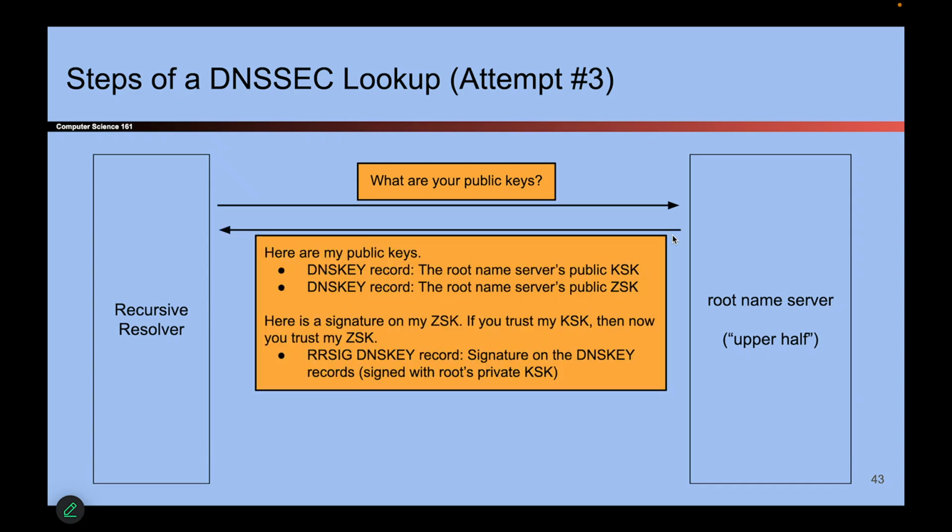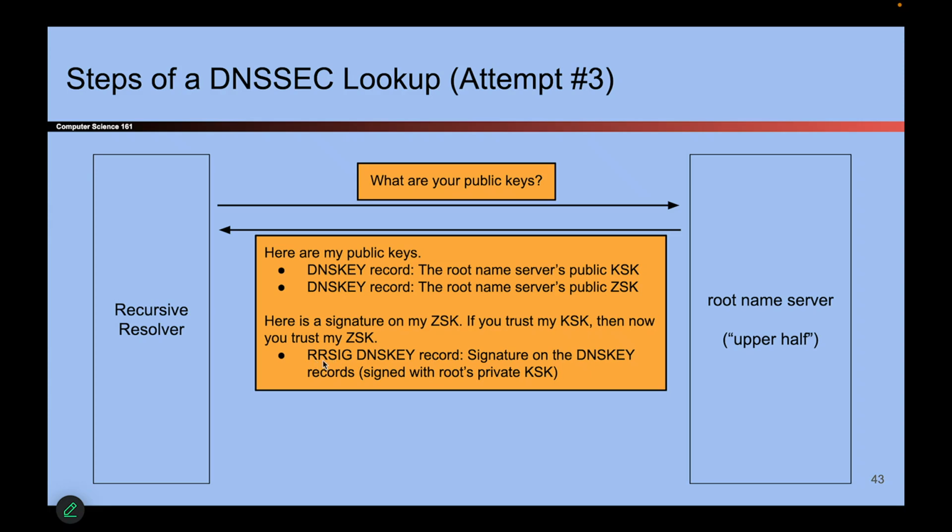And the upper half says, here are both of my public keys. I have an upper zone and a lower zone. So my upper zone is the KSK, the lower zone is the ZSK. And I'm going to use my upper half private key to sign my lower half public key. So in other words, the upper half is endorsing the lower half. So here's the signature on my lower half key. If you trust my upper half, now you trust my lower half.